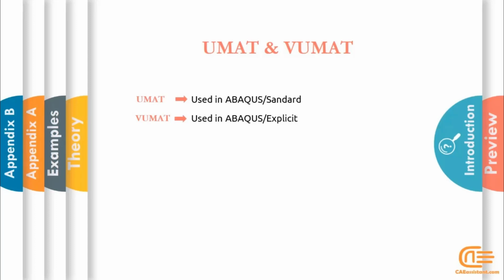This means that you can use UMAT when you use a step that the Abaqus Standard solver solves, such as static or dynamic implicit steps. And you can use VUMAT for steps that are solved by the Abaqus Explicit solver, such as explicit dynamics. You can use these subroutines when none of the existing material models included in the Abaqus material library accurately represent the behavior of the material to be modeled. These interfaces make it possible to define any proprietary constitutive model of arbitrary complexity.